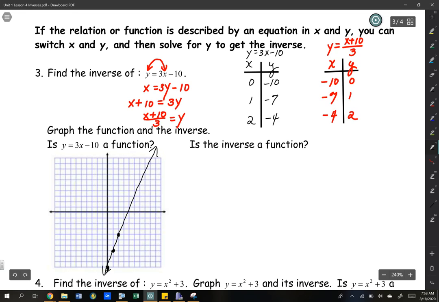Now this is the line, right? y equals 3x minus 10. So I want to make sure we don't just connect 3 points. We want to extend it. And now I'll graph my inverse. And then to help me decide what I'm dealing with here, I'm going to add in my line y equals x.